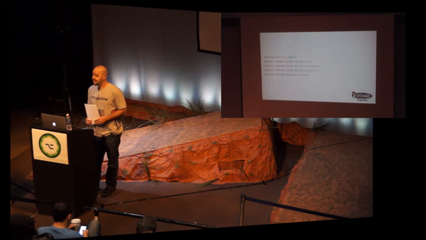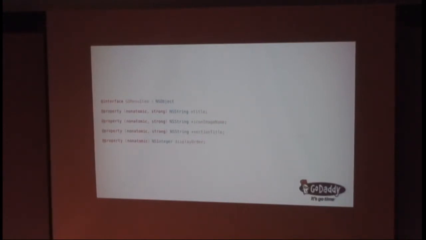So our first class, GDMenuItem, holds properties of title and icon image name that determine what shows up in the menu table view. It also has a property of display order to order menu items, and section title to show a section header before each menu item.